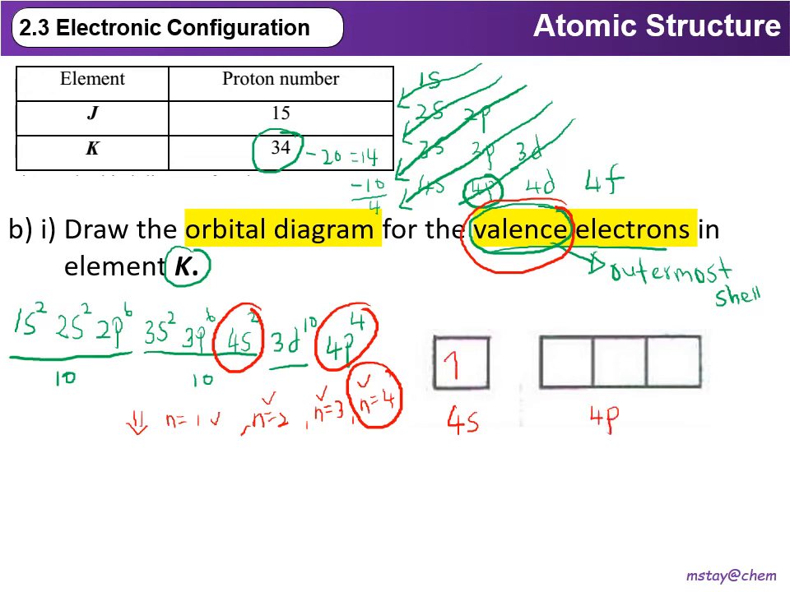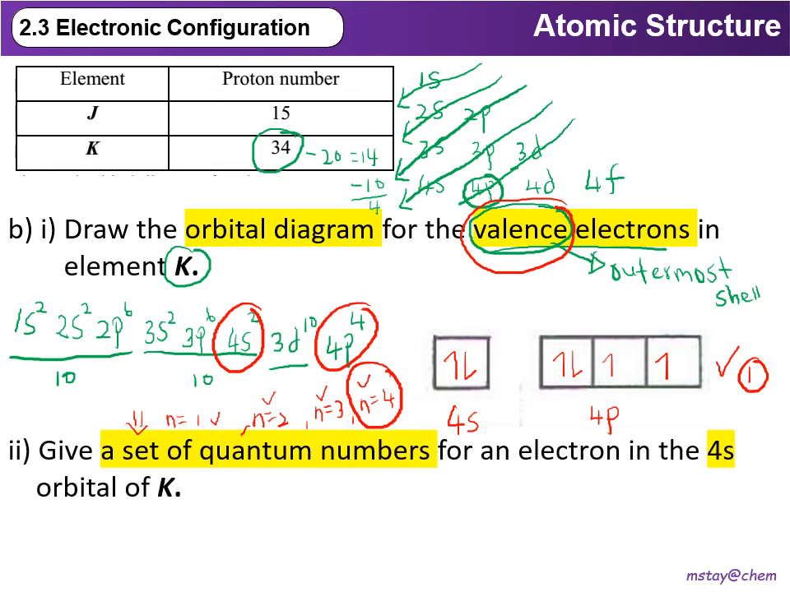4s has 2 electrons filled up with different spin. 4p has 4 electrons, but don't forget we have to follow Hund's rule when we fill electrons into the orbitals. So first electron, second, third with the same or parallel spin before pairing up. Then the last electron we fill up into 4p. So this is the orbital diagram for the valence electrons in element K. So another 1 mark.